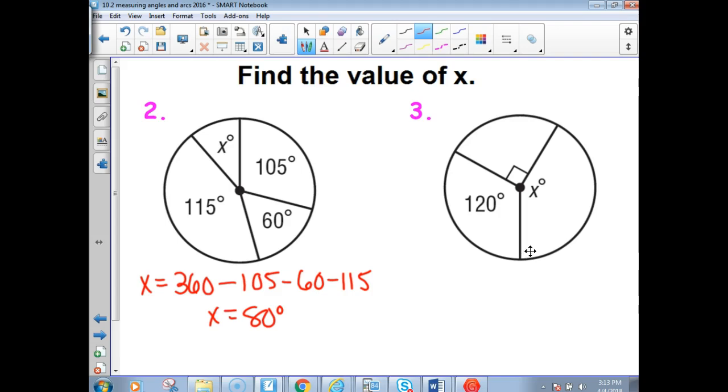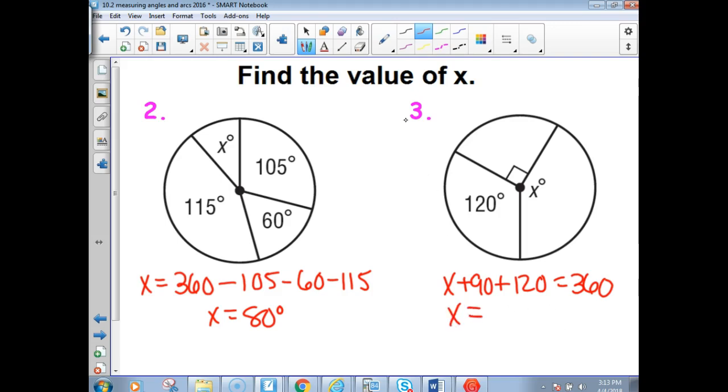Pardon me. I thought I'd write an equation on this one. X plus 90 plus 120 is 360. I mean, that's just another way to set it up. It's the same thing that we were just doing. You can just start subtracting from 360.